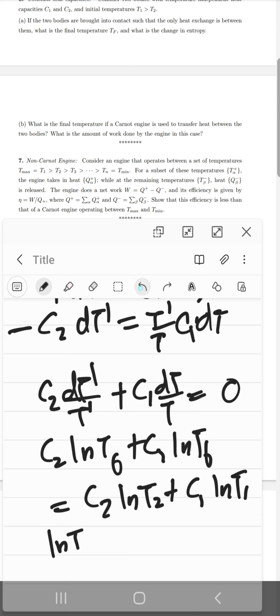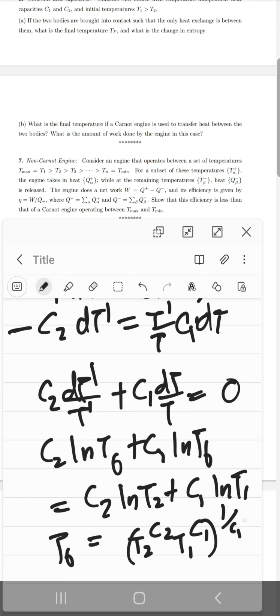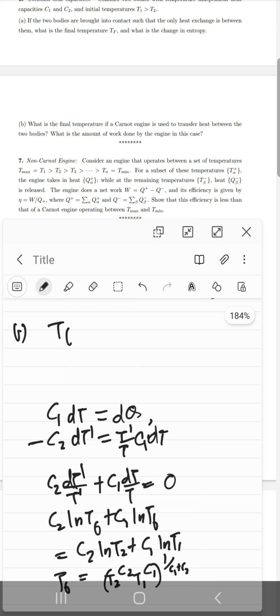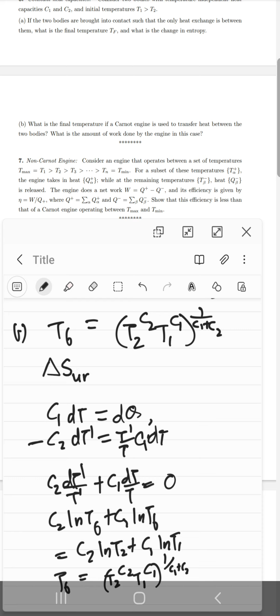So it's sort of a GM, if that makes sense. Like it's just Tf is equal to T2 power C2, T1 power C1, all of that to the power of 1 upon C1 plus C2. Right, so that solves the b part first. You just have the T final is this bizarre quantity. Okay, now we want to figure out the delta S for the universe, obviously. I mean, okay, that's actually 0. We don't even need to do anything.